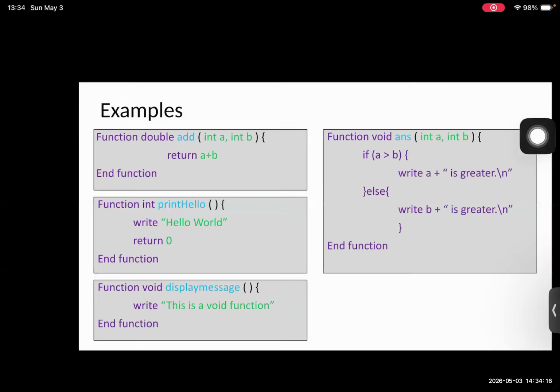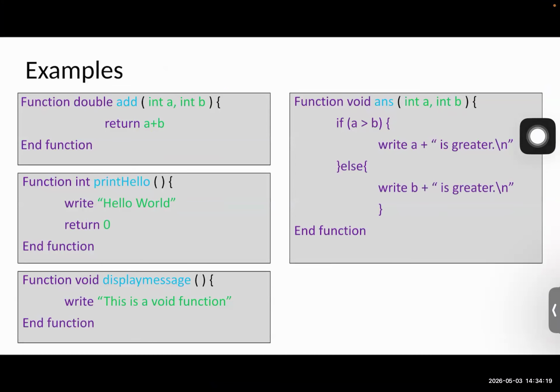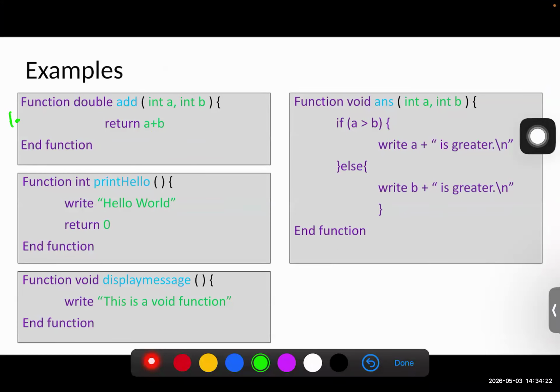So number one, let's look at the first example. The name of the function is called add. What are we adding? We are adding a parameter called A and a parameter called B. So the parameters are two. A is an integer, B is also an integer. And look at the body of the function. The body of the function is a return statement. So we are returning A plus B. The return type of the entire function is what? Double. So we are returning a decimal.